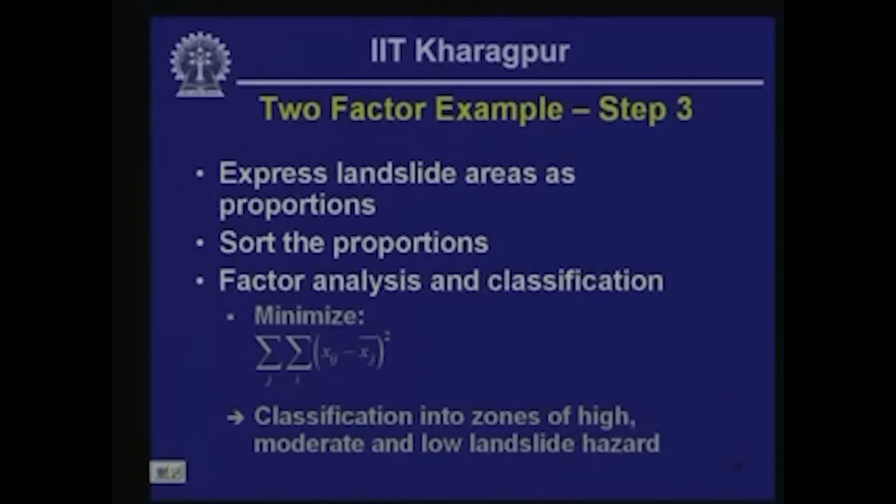So, this is basically the factor analysis that you are going to perform for a given area, and that gives you areas subclassified as zones of high, moderate and low landslide hazards.